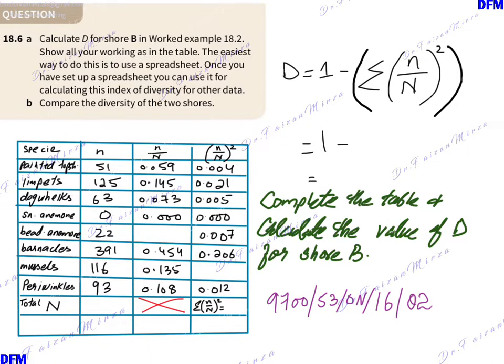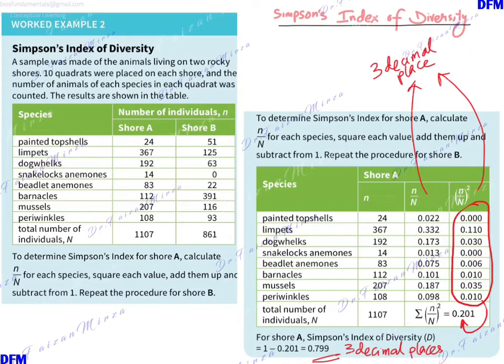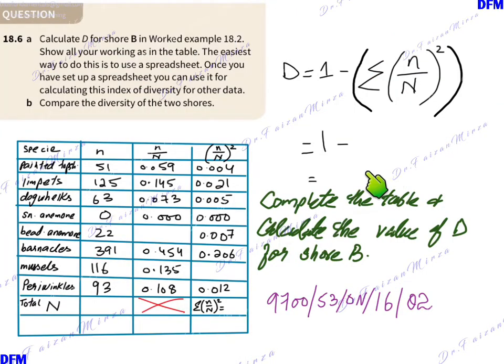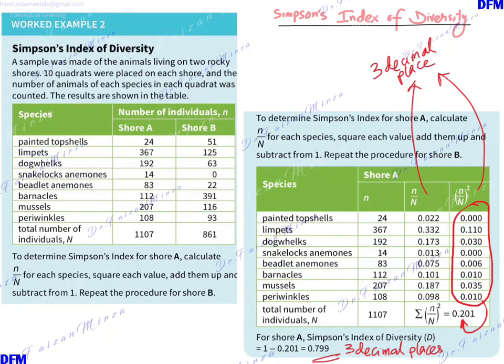So if you work on this example, you can calculate the diversity index of shore B, and compare the answer with shore A. Shore A is 0.799. We know it's highly diverse because it's close to 1. The answer for shore B will also tell you whether it's highly diverse or low diverse, depending on whether it's close to 1 or close to 0. Then you can compare the two shores together. The one with a value much closer to 1 will be more diverse, and the one with a value closer to 1 but lesser than the previous one will be less diverse as compared to the other.